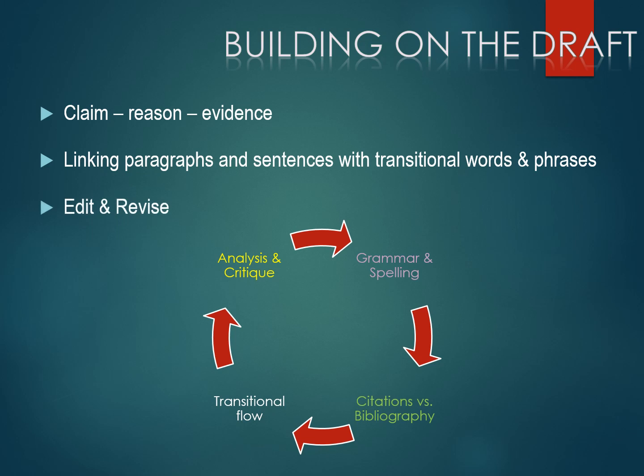Importantly, building this first draft means you edit and revise, you analyze and critique, you check your grammar and your spelling, you check your citations versus your bibliography. Have your previous number 3 reference actually now become number 5? Is everything a mess? Is the Kruger et al. paper really reference number 3, because in the bibliography it's actually listed as reference number 7? So these are things that you need to do when you build on the draft. Look at the transitional flow, again, using words and phrases to ensure that you're telling a story that flows well.